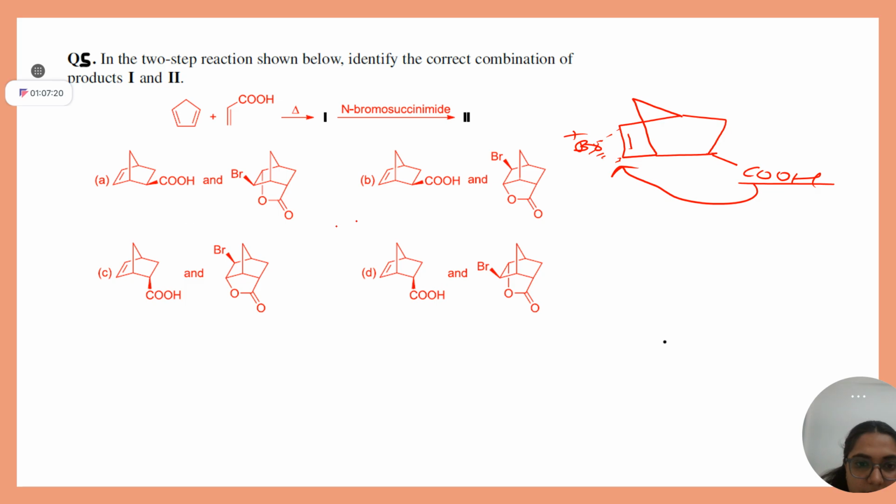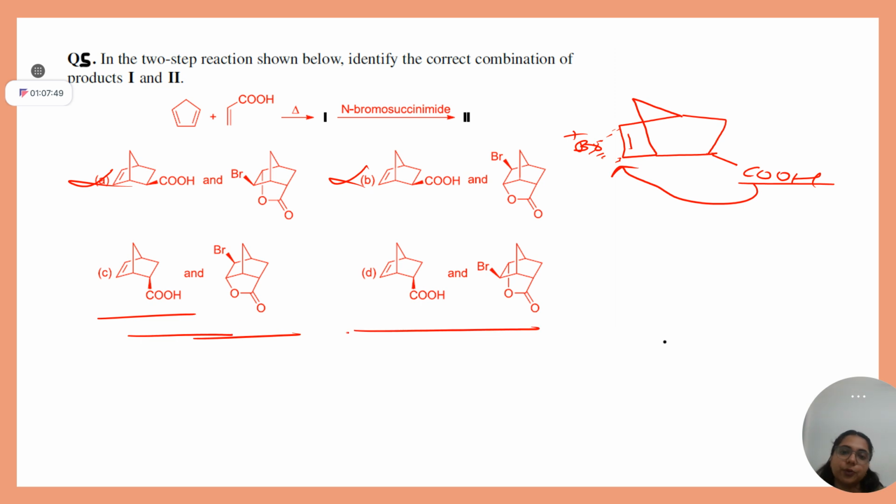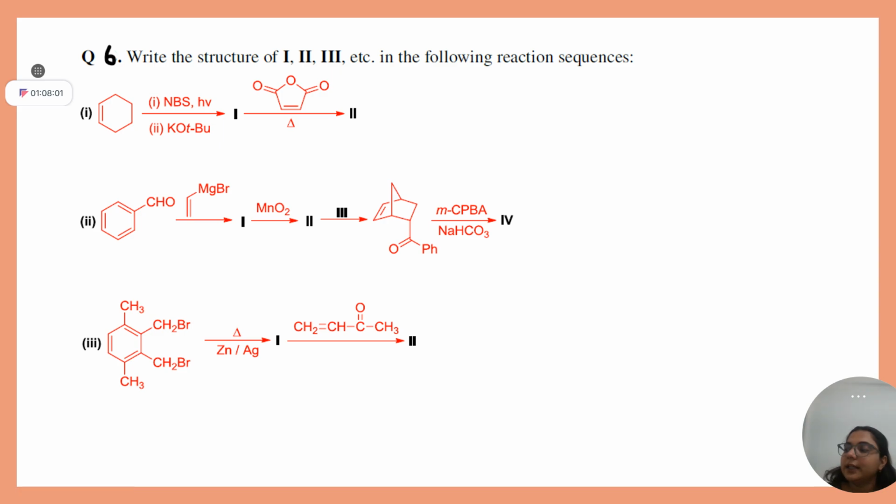So among A, B, C, D, which two options can I delete? Option A and B. You delete easily. Among these two options, your carboxylic acid is opening this ring from the downside, right? So in which option is the bromine at the upside? Among C and D, which option is more appropriate? C. Exactly, this is your more stable compound. So option C is correct. Good.